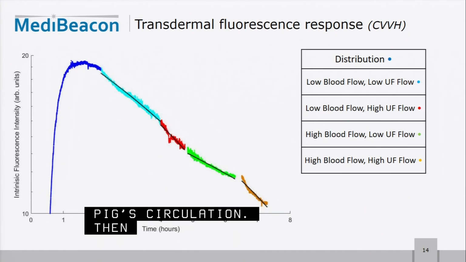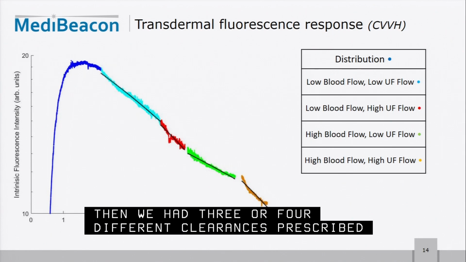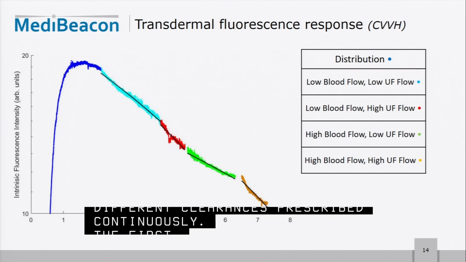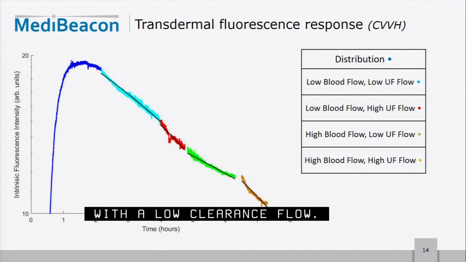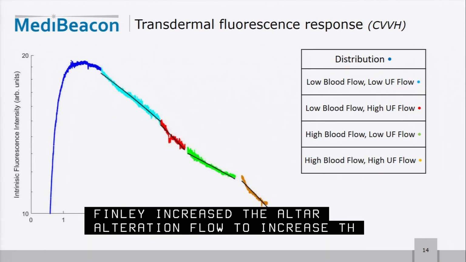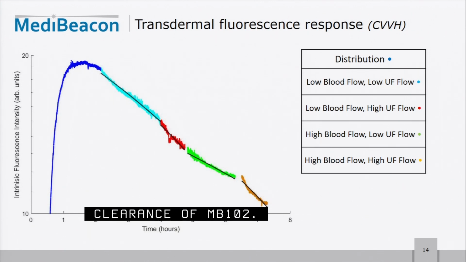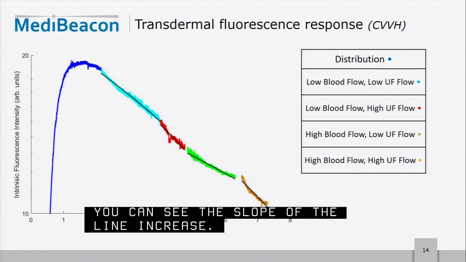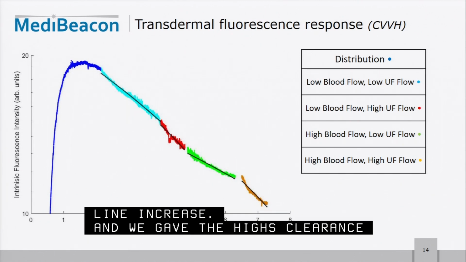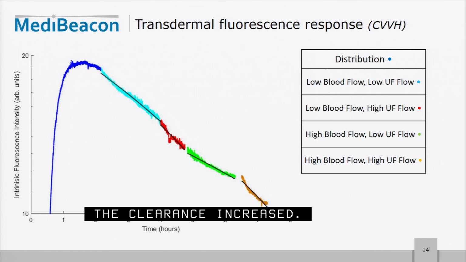The first one was low blood flow with a low clearance flow known as ultrafiltration flow. Then we increased the ultrafiltration flow to increase the clearance of MB-102. Then we had high blood flow with a low ultrafiltration flow in green, and you can see that the slope of the line decreased. And then when we gave the highest clearance with high blood flow and a high UF flow, the clearance increased. MB-102 in these pigs, again, the sensor was placed transdermally, so we are looking at transdermal clearance of MB-102.